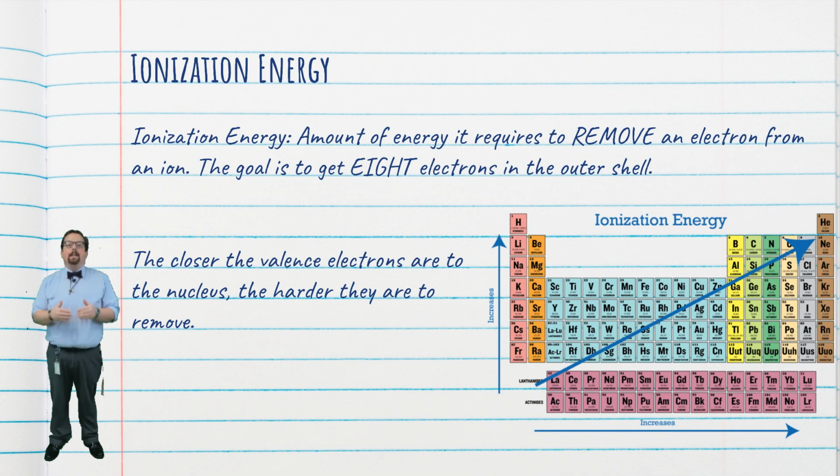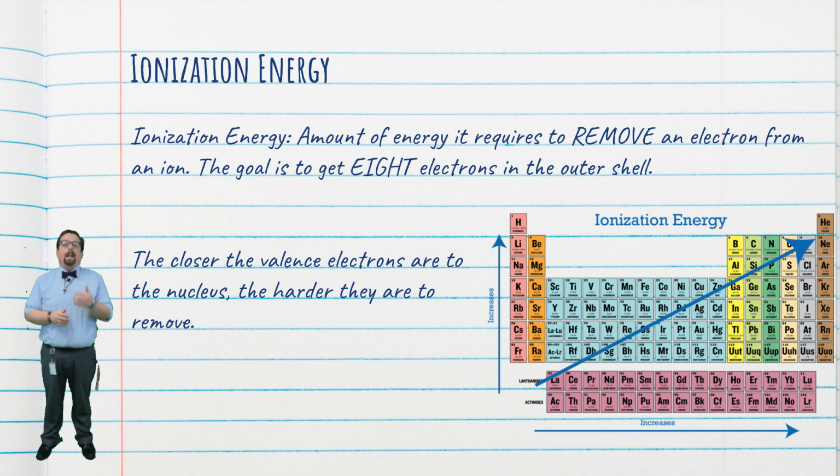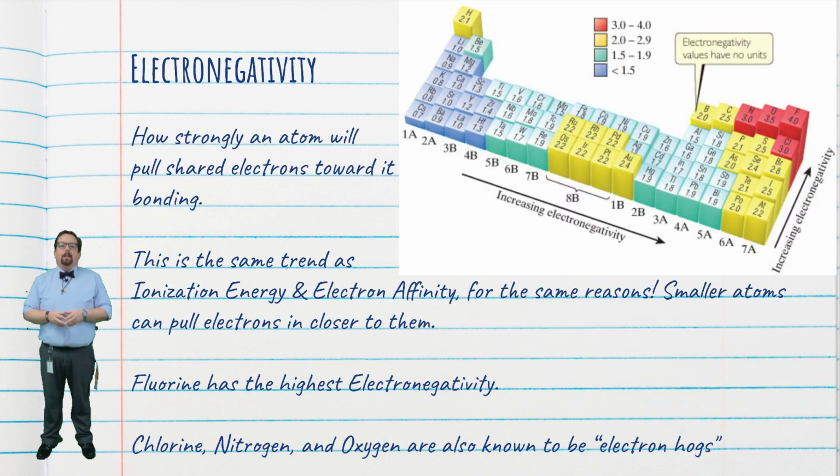Ionization energy increases as you go up and to the right on the periodic table. Since the atom gets smaller up and to the right, it becomes more difficult to remove a valence electron from that atom. In other words, it has a higher ionization energy. It takes more energy to remove that electron. The same idea goes for electronegativity. As atoms get smaller up and to the right, the nucleus is closer to the shared pair of electrons in a covalent bond. So the nucleus of a smaller atom can pull those electrons in with more strength. That's known as electronegativity. Fluorine is the most electronegative element, and chlorine, nitrogen, and oxygen are also among the most electronegative.